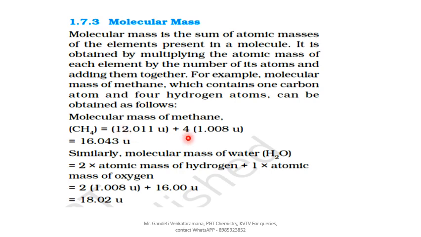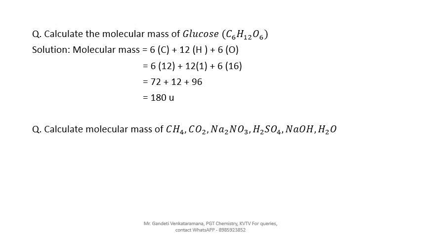So here 2 hydrogens are present. 2 into 1, 2, plus 1 oxygen, 16. 2 plus 16 equals 18 unified mass. This is the procedure for how to calculate.